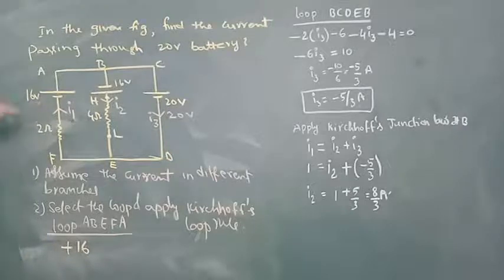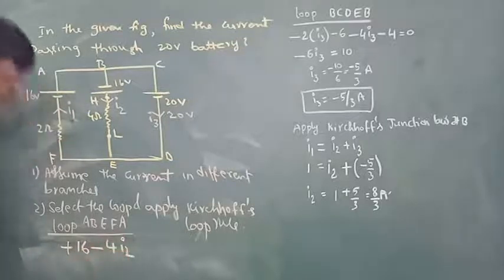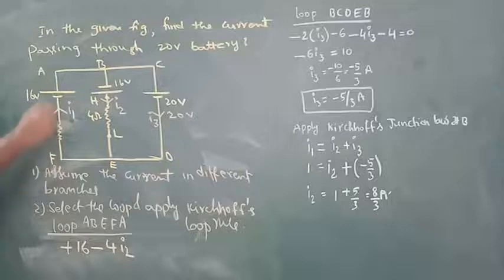Next, while crossing the resistor, he moves from higher to lower. That means he finds a potential drop. That means minus 4I2. Next, EF. In between E and F there is no cell, there is no resistor. Next, from F to A.